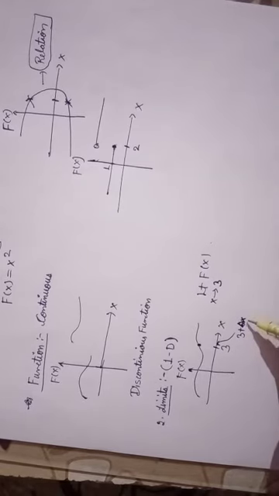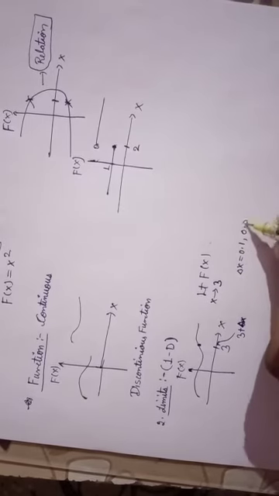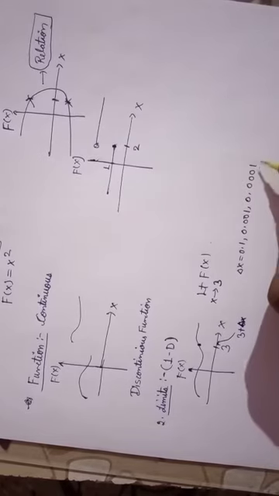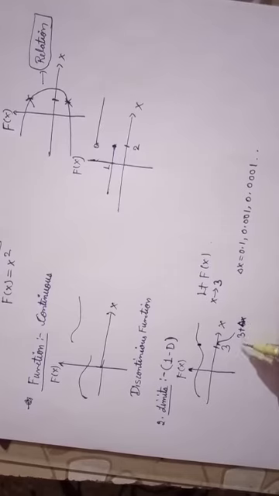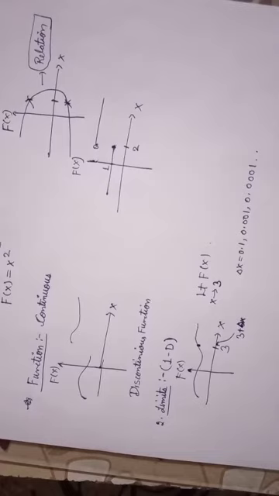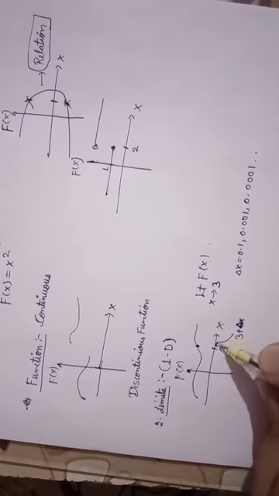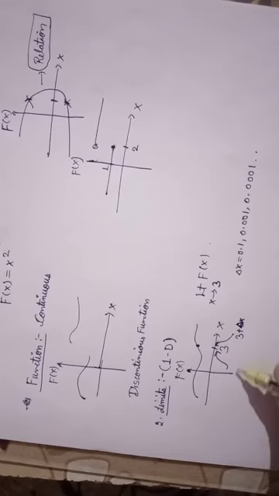This delta x is very small. Suppose delta x can be 0.1, it can be 0.001, it can be 0.0001, something like that, but it should not be 0, because we are finding the value of the function at the neighborhood of 3. Now the value of x could approach 3 from two sides. One is from the right hand side and this one will be from the left hand side.